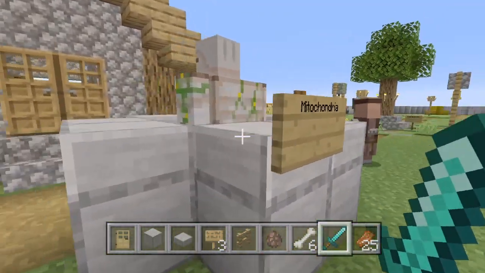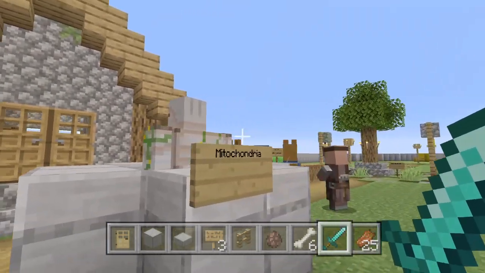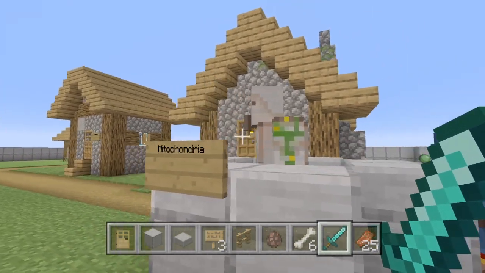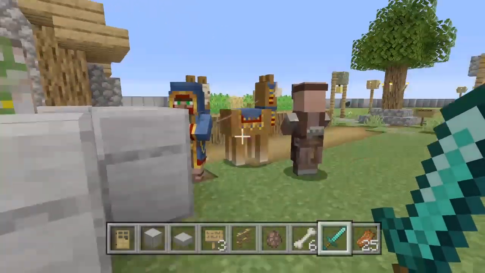Next we have the mitochondria, the powerhouse of the cell. It's an iron golem, because that's where all the strength from the cell comes from. If not for the iron golem, all the villagers wouldn't be able to do much, because they would be eaten by monsters.